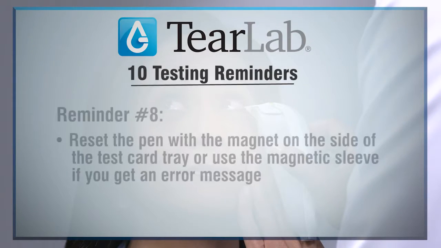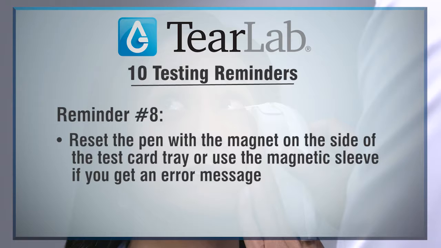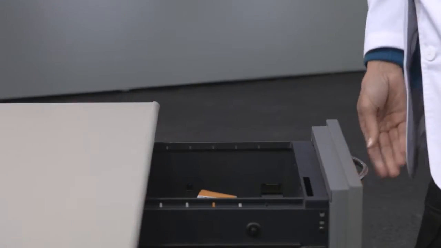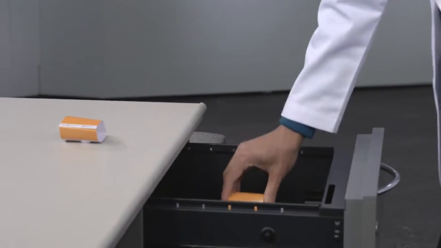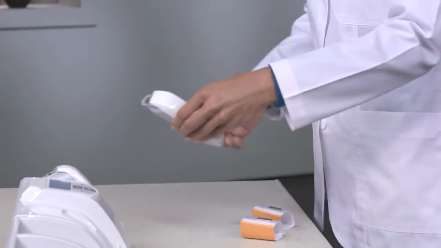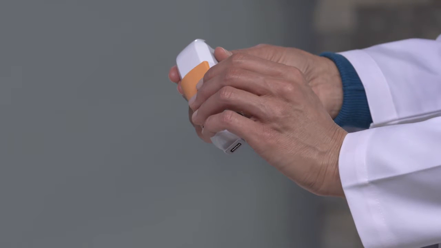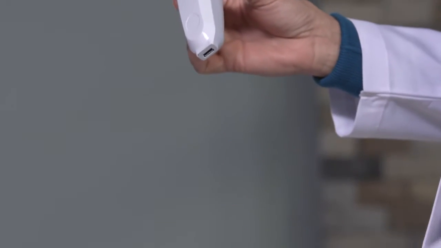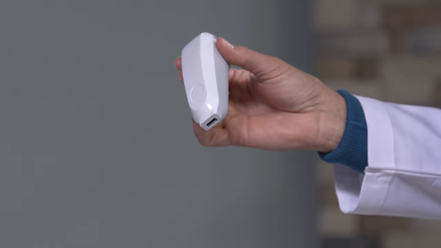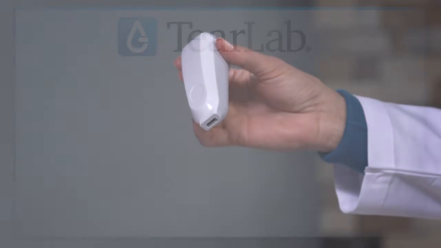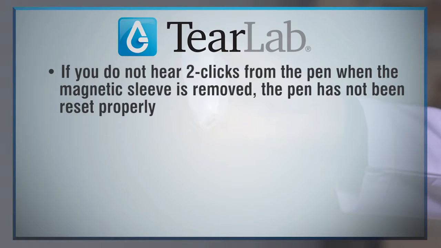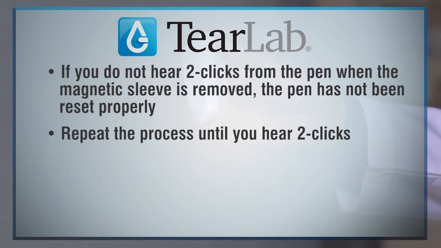Reminder number 8. Reset the pin with the magnet on the side of the test card tray, or use the magnetic sleeve if you get an error message. If you use the magnetic sleeve, hold the pin in the normal testing position and align the magnetic sleeve so that the magnet is on the right side of the pin. Hold this position for 5 seconds, and when you remove the magnet, you will hear 2 clicks, indicating the pin has been reset. If you do not hear 2 clicks from the pin when the magnetic sleeve is removed, the pin has not been reset properly. In such a case, repeat the process until you hear 2 clicks.